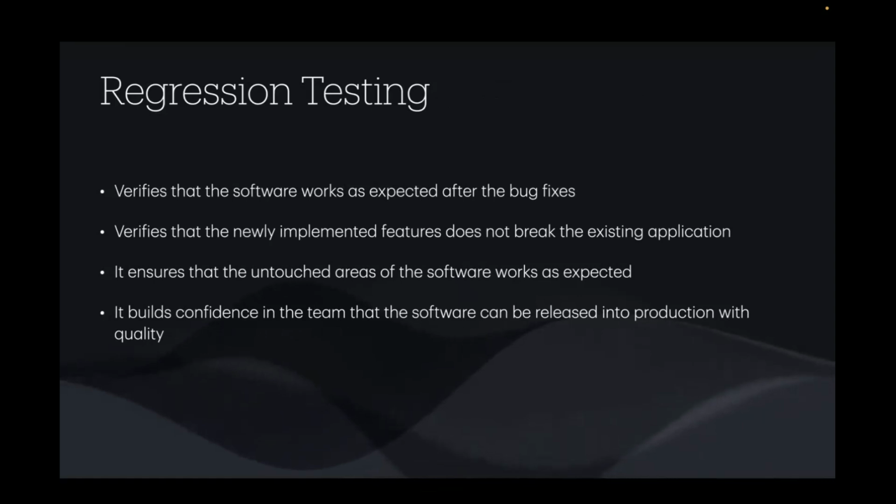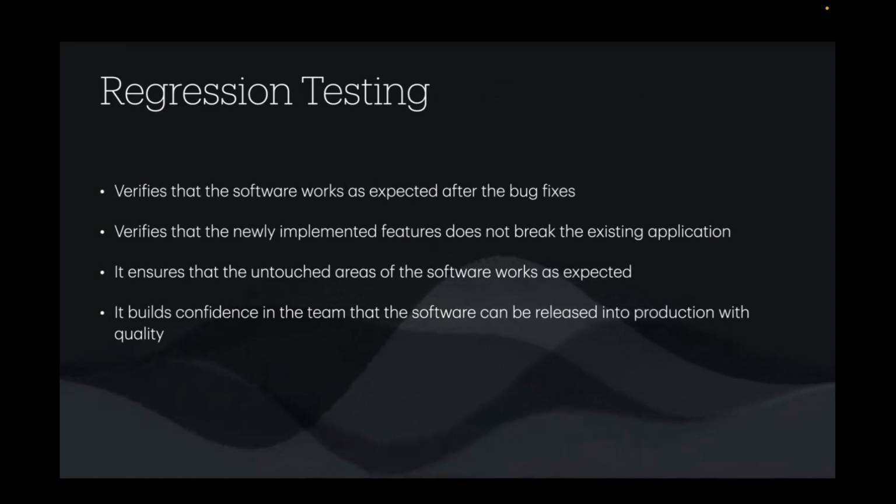Now, to conclude, regression testing verifies that the software works as expected after the bug fixes. It verifies that the newly implemented features do not break the existing application. It ensures that the untouched areas of the software work as expected. It builds confidence in the team that the software can be released into production with quality.